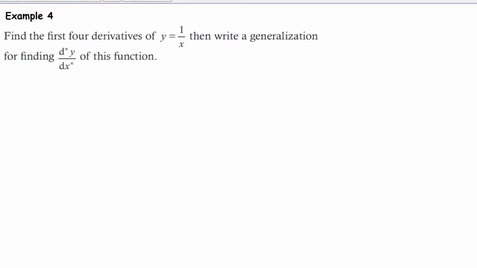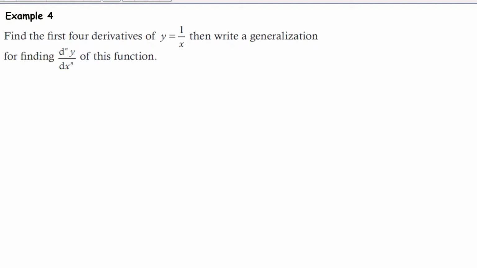Here's another example. In this example, we are required to find the first four derivatives of this function and then write a general rule for finding the nth derivative of this function. Now, before I start working through it, I just want to go through some important definitions that will help us to work through this problem.